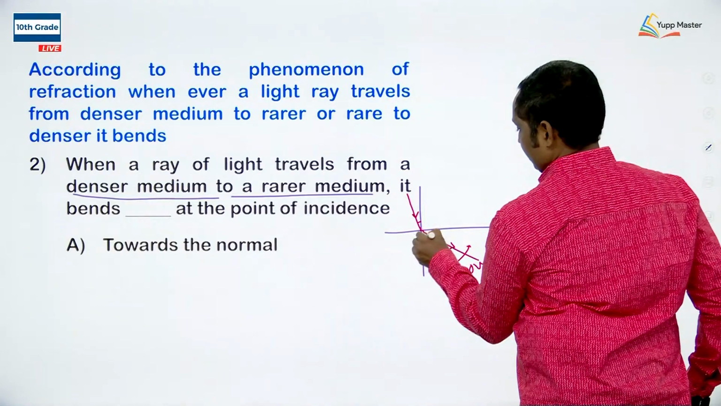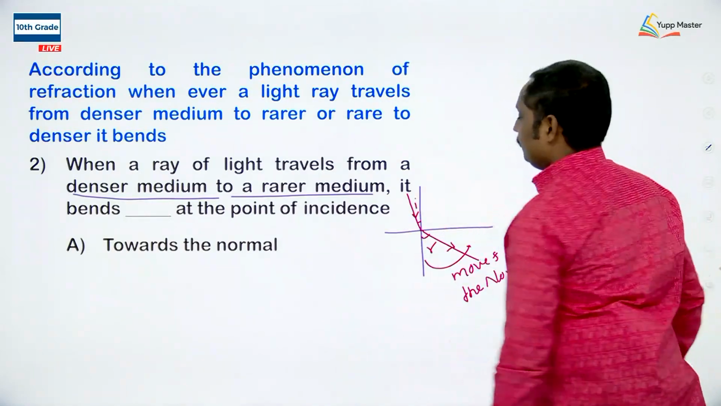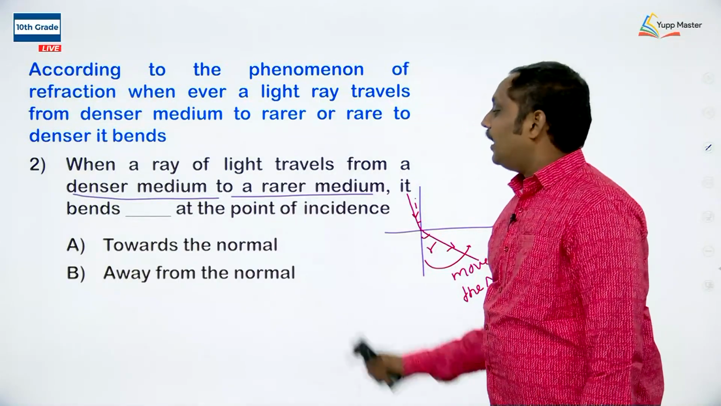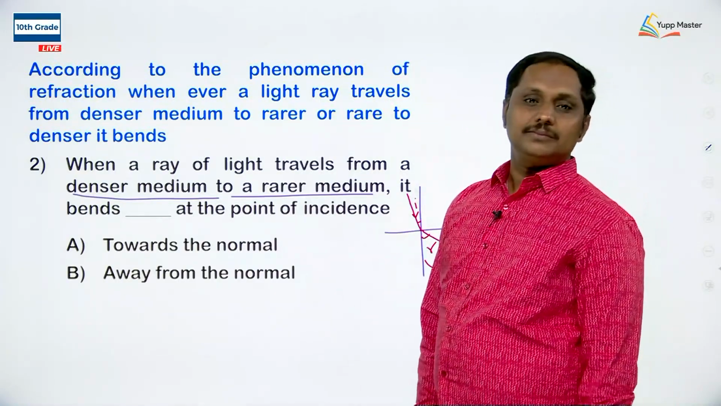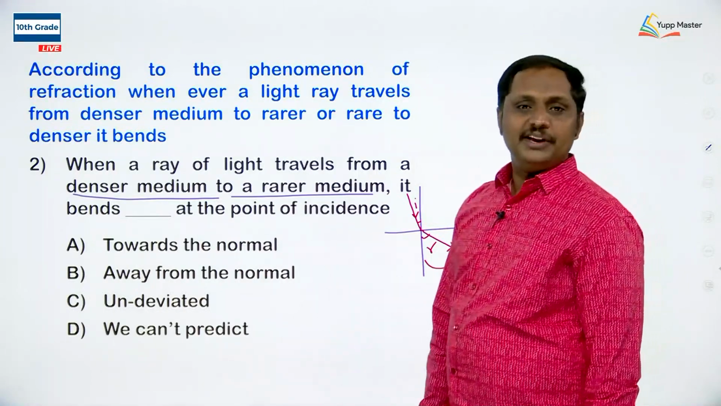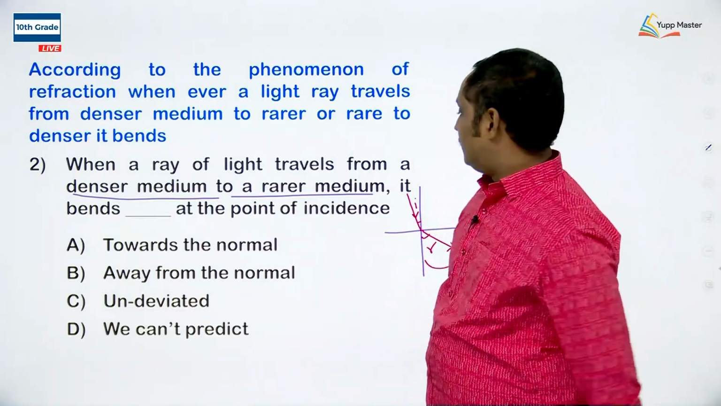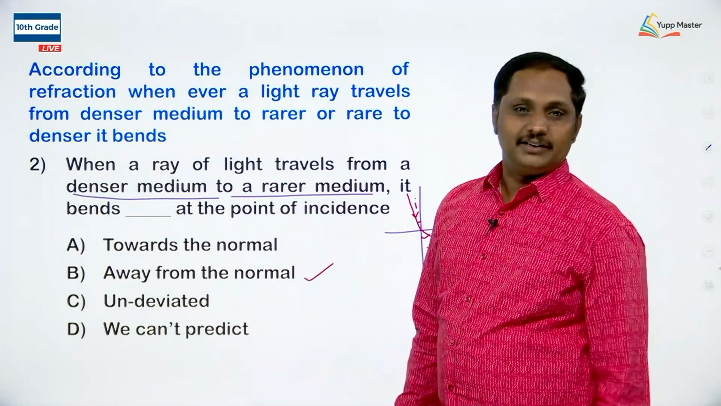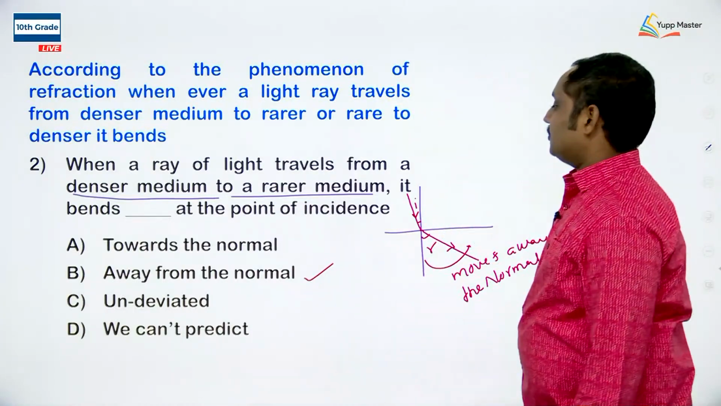This is the angle of incidence. Let us assume i and r. So, you have confirmed that it is going to be away from the normal and deviated, showing refraction. So, this is the correct answer. We cannot predict that.